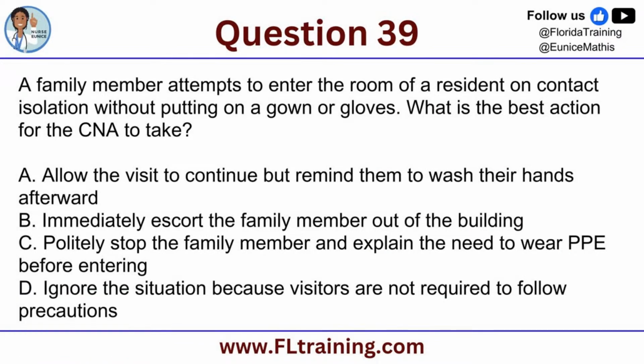All right. A family member attempts to enter the room of a resident on contact isolation without putting on a gown or gloves. What is the best action for the CNA to take? A, allow the visit to continue, but remind them to wash their hands afterwards. B, immediately escort the family member out of the building. C, politely stop the family member and explain the need to wear PPE before entering. Or D, ignore the situation because visitors are not required to follow precautions.